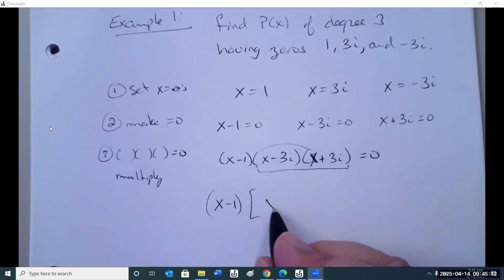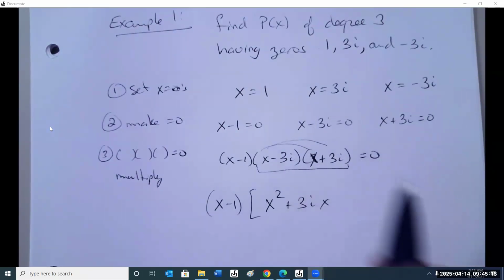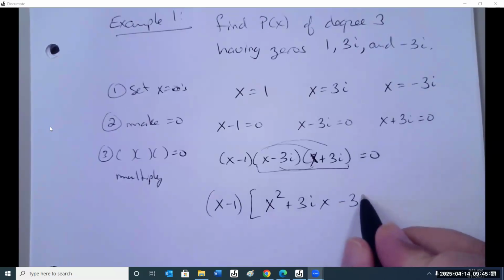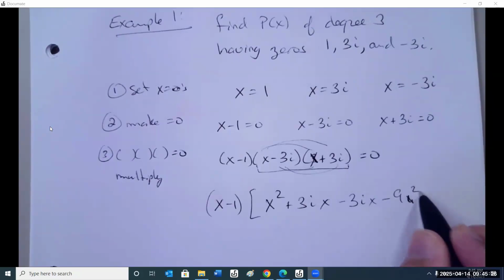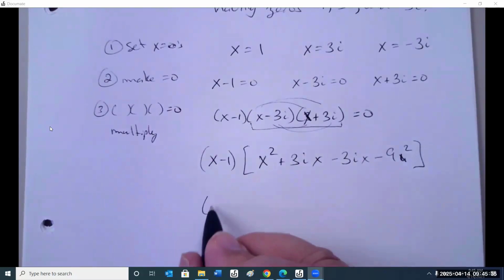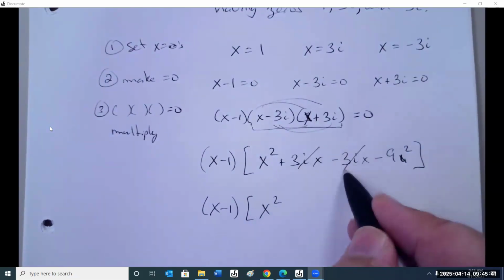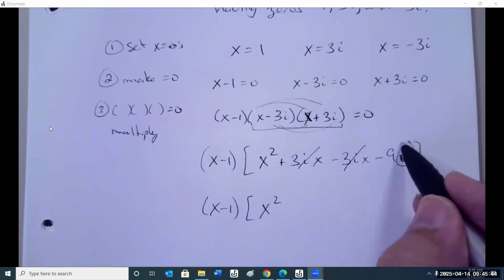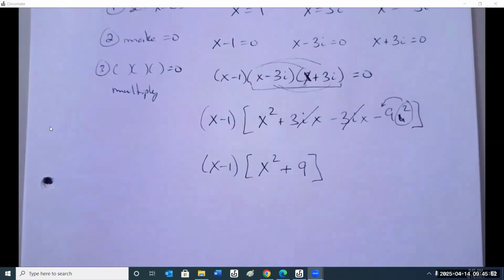So we have x times x is x squared, positive 3ix minus 3ix minus 9i squared. We have x squared. The middle terms cancel. This i squared changes the sign in front of there. So we have x squared plus 9.